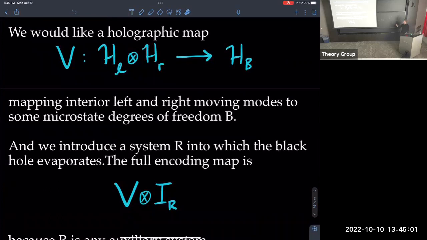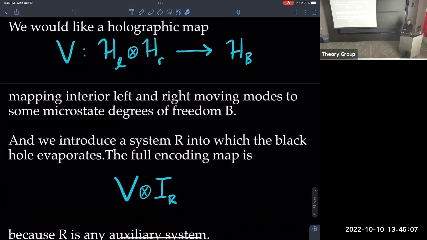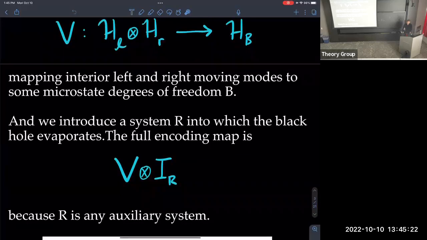Partly to make connection to these page curve papers from 2019, which I'll remind you of. The full encoding map in this case will be V tensor the identity on R, because R is some auxiliary system. It's not necessarily gravitational or anything. So the encoding map, the holographic map, doesn't do anything to R.